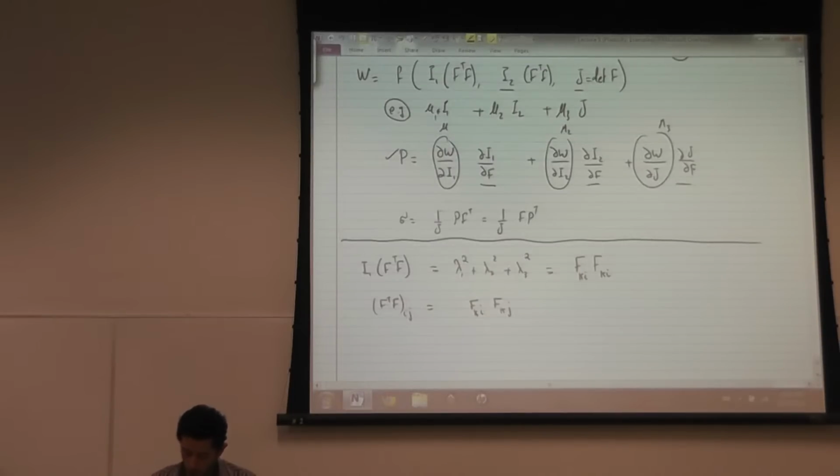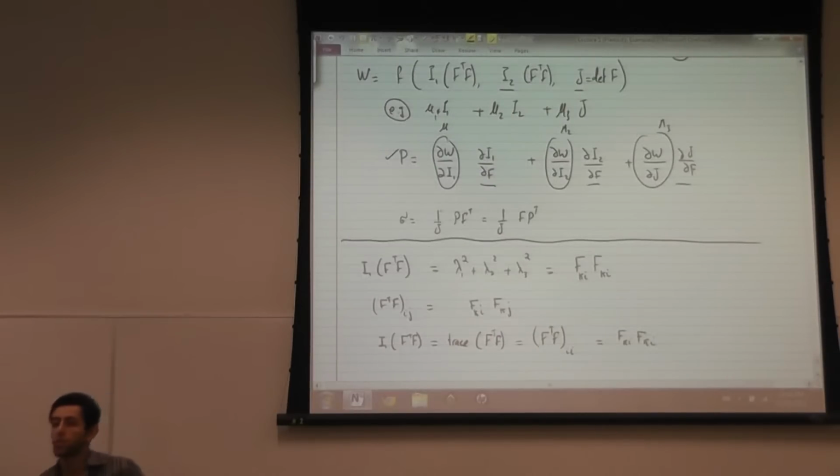And when I say I1 of F transpose F, that means it's the trace, which means it's equal to F transpose F_II, which means instead of J, I put I. So F_KI F_KI, where I'm summing over K and summing over I.